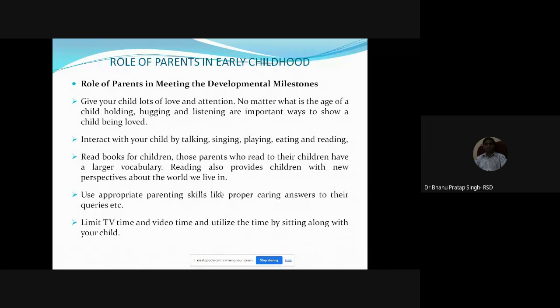Use appropriate parenting skills, like giving caring answers to their queries. But as parents, we should also be aware that we should limit TV time and video time, and try to utilize that time by sitting along with your child. So this is the role of parents in early childhood.